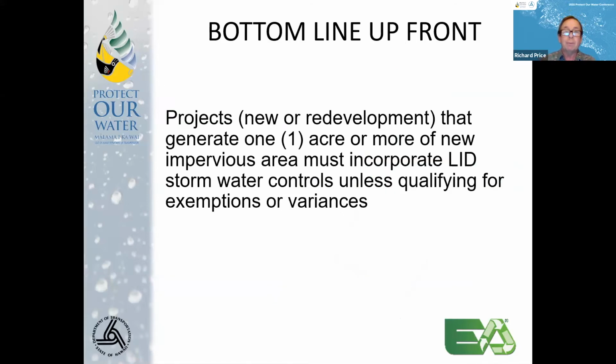So the bottom line, what does the manual require? Projects that generate 1 acre or more of new impervious area must incorporate low impact development stormwater controls. And there are some exemptions and variances from that, but basically that is the rule. If for whatever reason low impact development is not feasible at a project site, then we would revert to more traditional stormwater treatment.